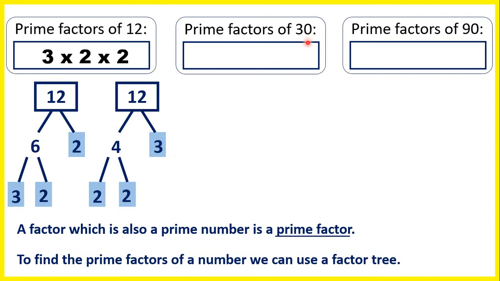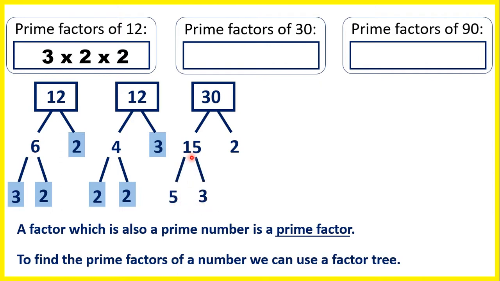Now let's find the prime factors of 30. So we can write 30 at the top of our factor tree, and now we need to think what times what is 30. Well, 15 times 2 is 30. 2 is a prime number, but we can break down 15 because it's a composite number. 5 times 3 is 15. And now, at the end of our factor tree, we've got only prime numbers. So we can express the prime factors of 30 as 5 times 3 times 2.